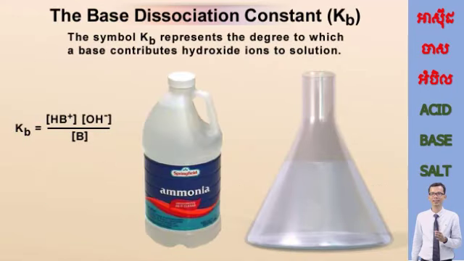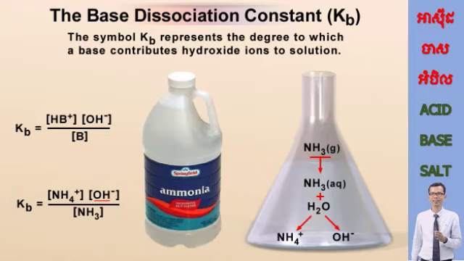Derived in a fashion similar to the acid dissociation constant, the base dissociation constant, expressed as Kb, represents the contribution of hydroxide ion to solution by a weak base. The larger the Kb value, the stronger the base, and the greater the contribution of hydroxide ions to solution. Observe how the expression illustrates the contribution of hydroxide ions by aqueous ammonia.